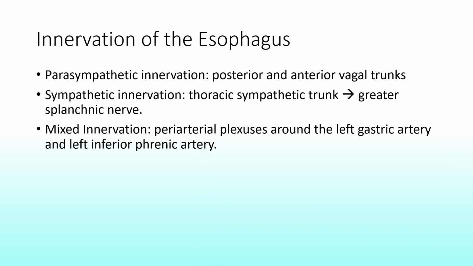Innervation. So the parasympathetic innervation involves the posterior and anterior vagal trunks. The sympathetic innervation involves the thoracic sympathetic trunk, which innervates the greater splanchnic nerve. Mixed innervation, so innervation of both the sympathetic and parasympathetic supply, includes the periarterial plexuses around the left gastric artery and the left inferior phrenic artery. Note that the mixed sympathetic and parasympathetic supply is going to be around the arterial blood supply to a specific structure to ensure that vasoconstriction and vasodilation is maintained and controlled.